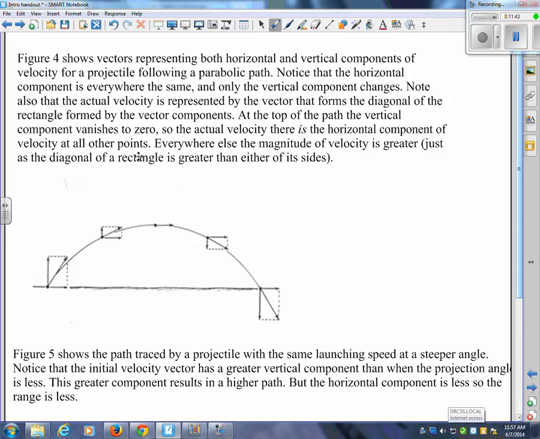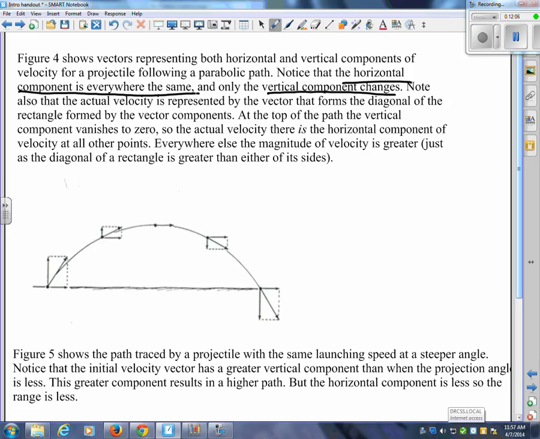Figure 4 shows vectors representing both horizontal and vertical components of velocity for a projectile following a parabolic path. Notice that the horizontal component is everywhere the same, and only the vertical component changes. Note that the actual velocity is represented by the vector that forms the diagonal of the rectangle formed by the vector components. At the top of the path, the vertical component vanishes to 0.